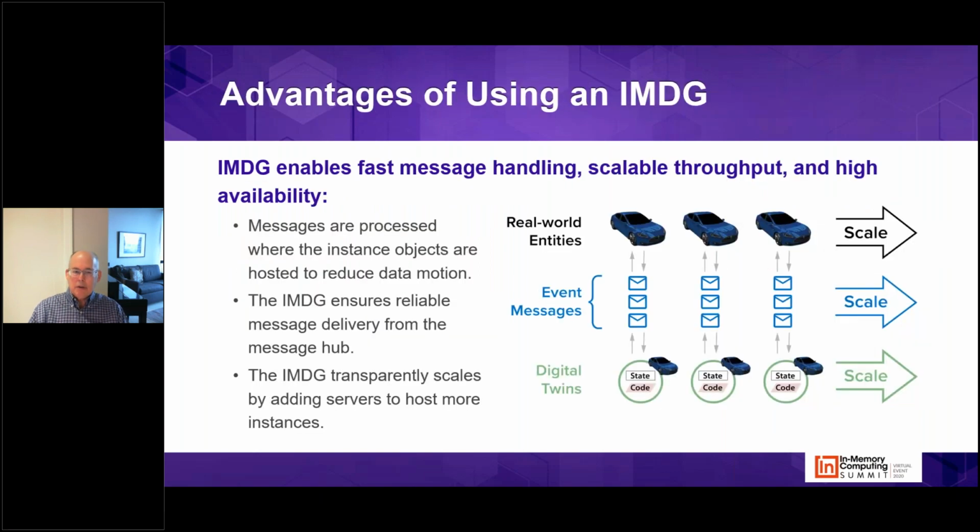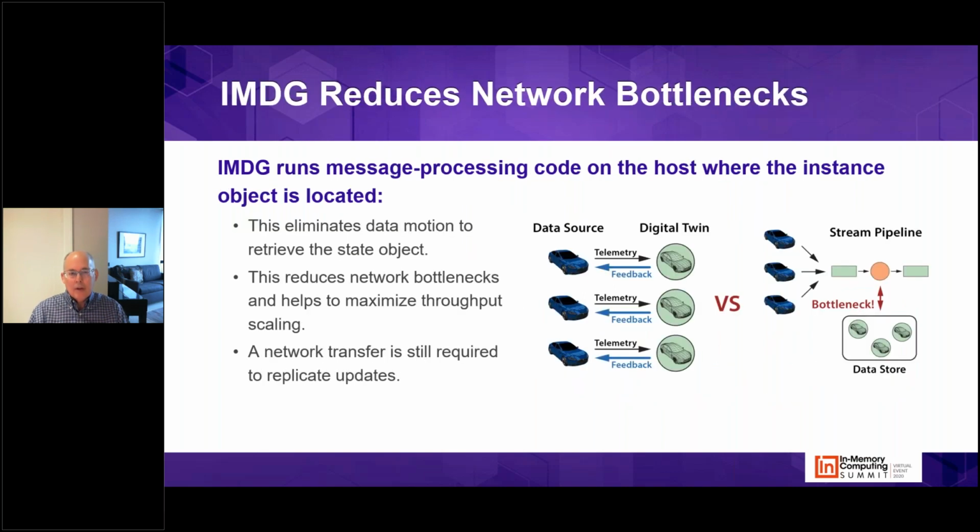So some of the advantages we saw is transparent scaling, because we can process messages in parallel across all of the servers in the grid. And the grid is also ensuring reliable message delivery from the hub and also high availability for the stored data. It also is reducing bottlenecks relative to the streaming pipeline we saw in the beginning, because of the fact that we're accessing data locally on the grid server, which is hosting the instance of the digital twin.